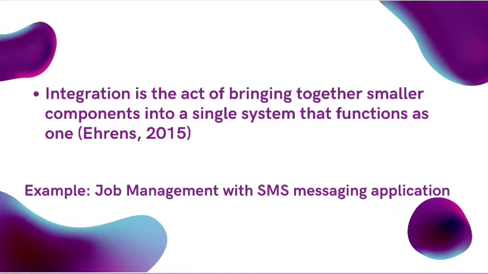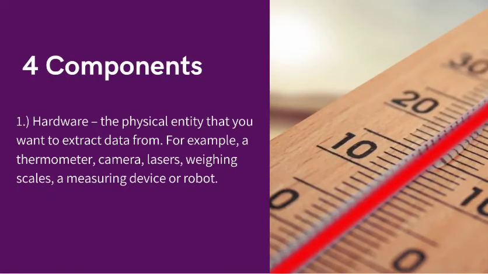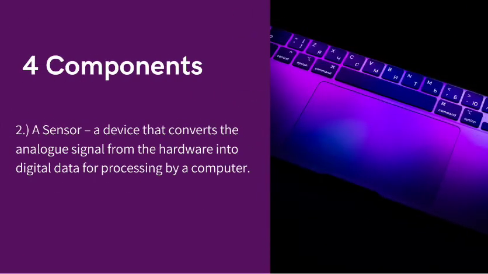We have four components in software and hardware integration. First, we have hardware. It is the physical entity that you want to extract data from. So, for example, a thermometer, camera, lasers, weighing scales, a measuring device, or a robot. Next, we have a sensor. It is a device that converts the analog signal from the hardware into digital data for processing by a computer.